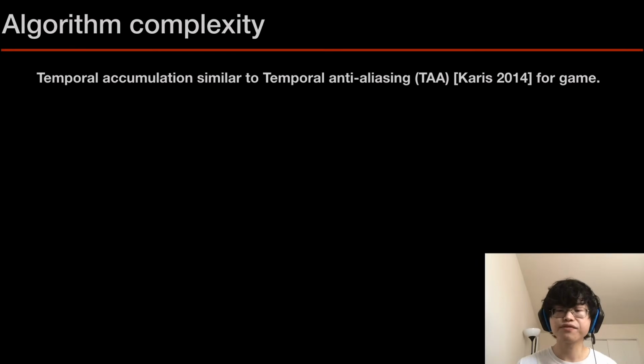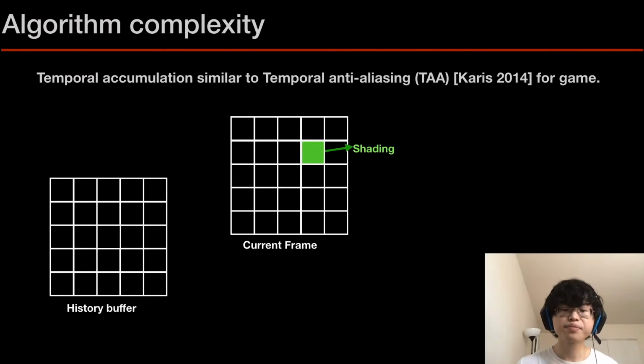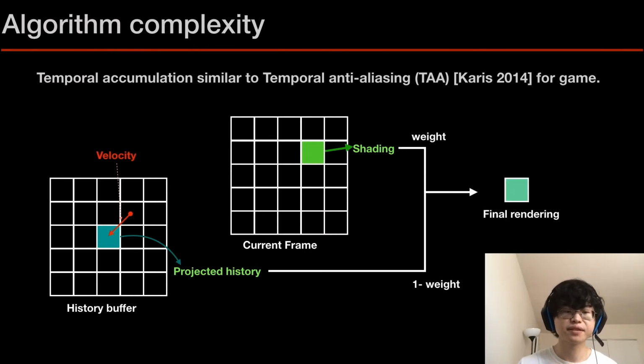The basic idea for TAA is if in the current frame we have a shading, then we can use per pixel velocity to get the projected history in the history buffer of the previous frame. After a weighted sum, we can get the final rendering. In this way, we only need to maintain 1 history buffer instead of m.